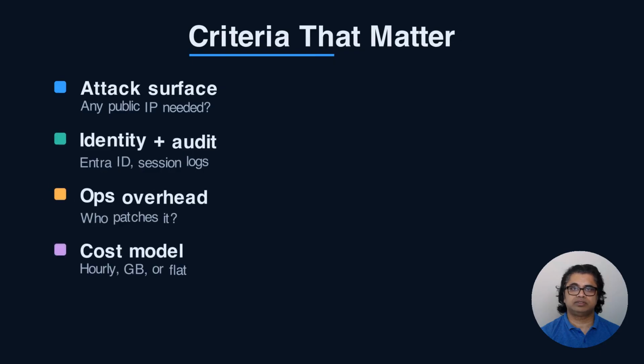First, attack surface. Does the VM need any public IP at all? Second, identity and auditing. Can you tie access to Azure Active Directory, now Microsoft Entra ID, and log every session? Third, operational overhead. Are you patching and securing a jump box yourself? Fourth, cost. Is this billed per hour, per gigabyte, or flat? And fifth, reach. Do you need access from anywhere or only from your corporate network? Hold these 5 criteria in mind because each option trades them off differently.